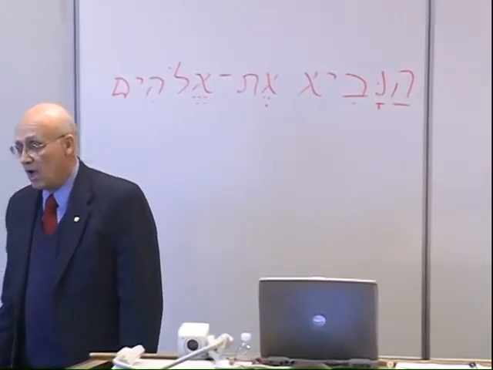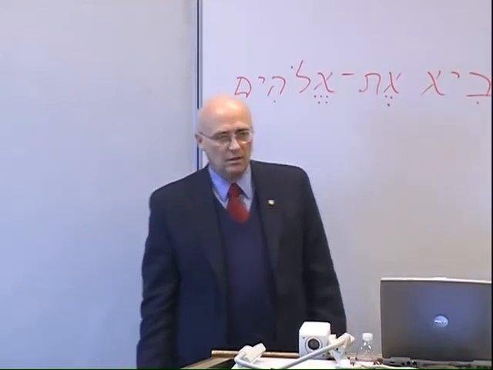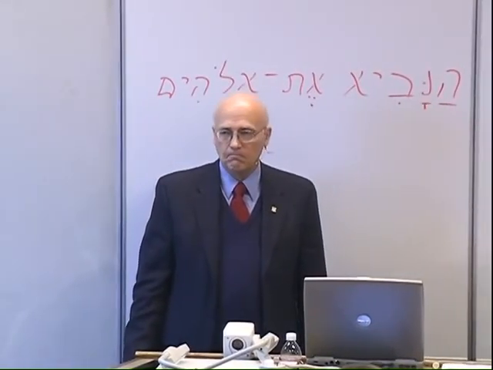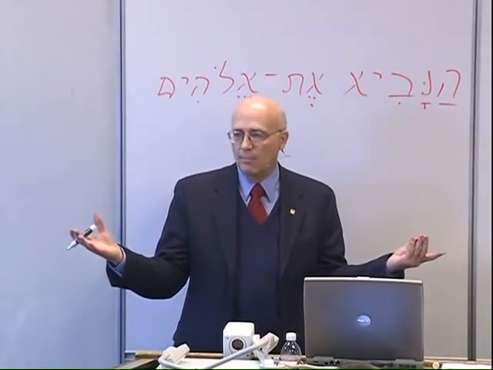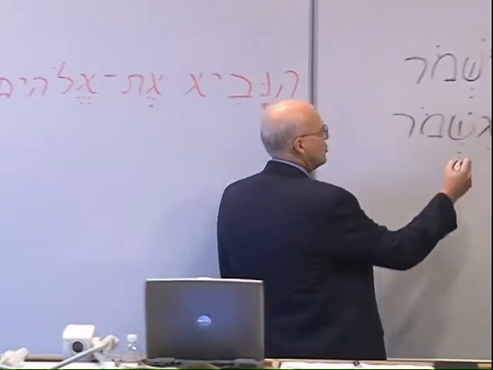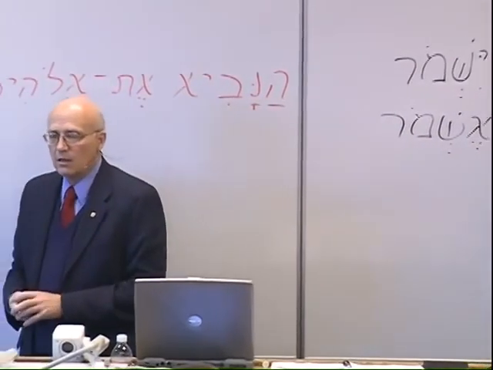It's rejected by the aleph, the guttural, right? So what do we do? Anyone? What do you do if you have an article there? You show compensation. You heighten it for compensation. It becomes a qamets. All right?